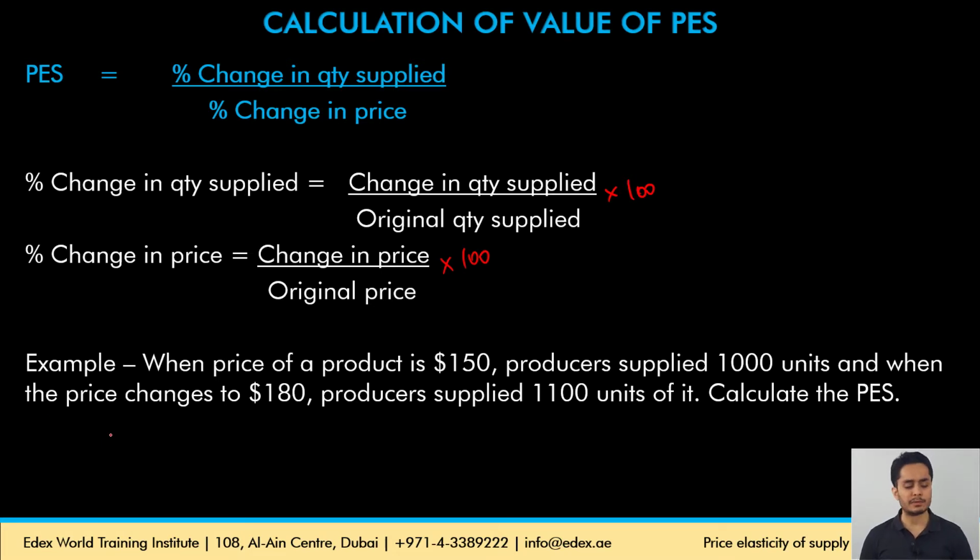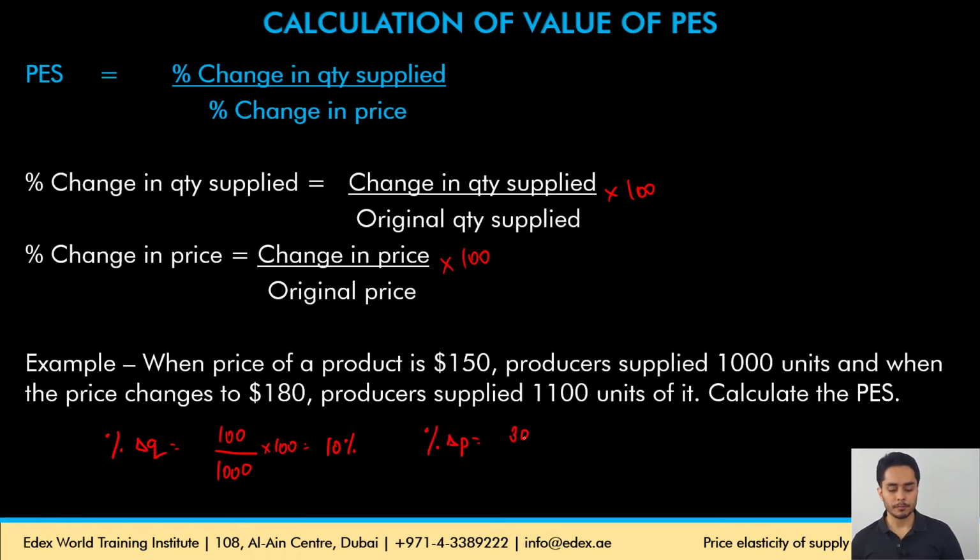To calculate the value of PES, first we need to calculate the percentage change in quantity supplied, which will be the change in quantity, which is 100, divided by the original quantity, which is 1000, multiplied by 100. So that gives us 10%. In the same way, percentage change in price will be the change in price, which is 30, divided by the original price 150, multiplied by 100. So that gives us 20%. Now the value of PES will be 10% divided by 20%, which is 0.5.